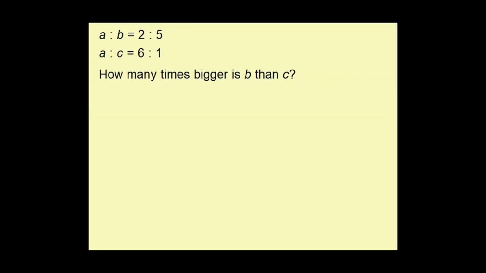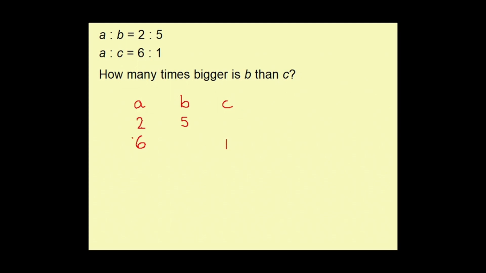In this question, I'm told that the ratio A to B is 2 to 5, and the ratio A to C is 6 to 1, and I'm asked to find how many times bigger B is than C. So what I'm going to try to do is combine these two ratios into one ratio, but between three things. So I've got A, B, and C. I know the ratio A to B is 2 to 5, so I can put those in here. And I know the ratio A to C is 6 to 1, so I'm going to put those underneath. A is 6, C is 1.